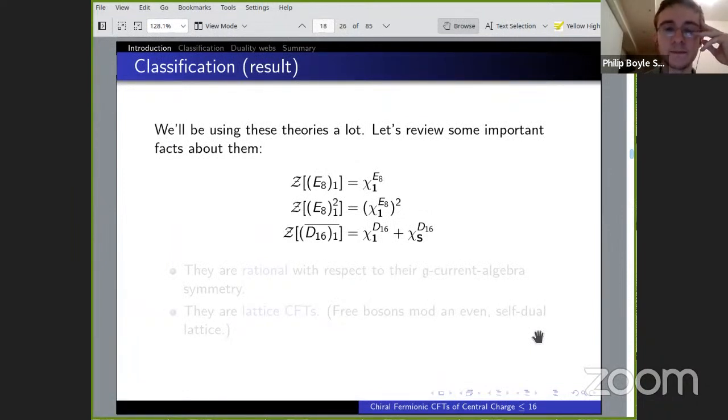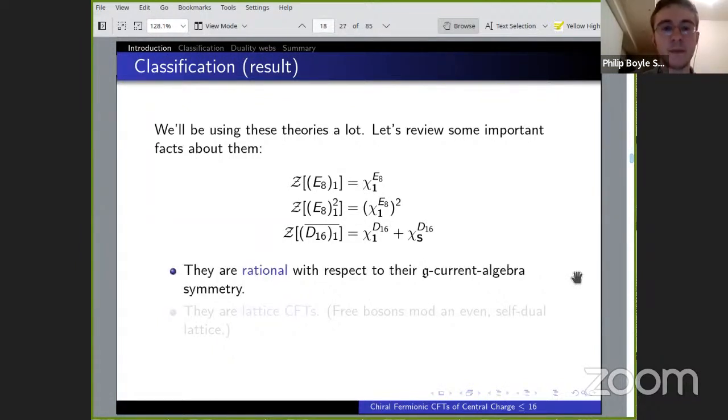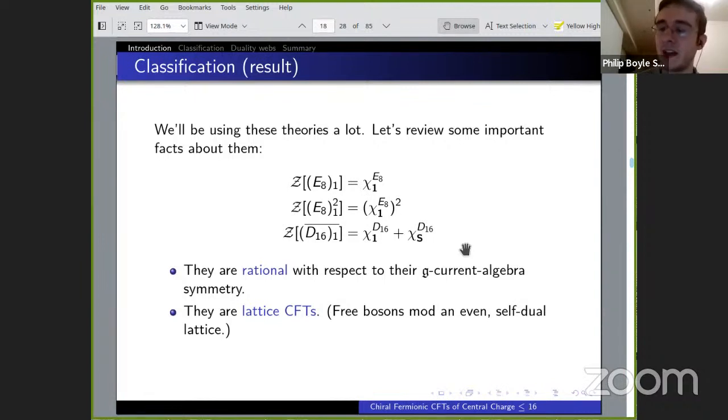Let's review some important facts about them. Just to recap, here are their partition functions, and this is the notation I'll use. I suppress the tau dependence because it won't be very important. They have two important properties. One is that they have a lot of currents algebra symmetry. In particular, they are rational with respect to their currents algebra symmetry, which means that the Lie algebra structure really controls the theory. This isn't necessarily true, and it's not true of the monster CFT, because the monster CFT has no currents at all, and that's why it's more of a pain to deal with. But that's at c equals 24. We don't need to worry about that, because we're only going up to c equals 16. Okay. This will be useful later. And the second property is that these are lattice CFTs. Namely, they are free bosons modulo an even self-dual lattice, which are an extremely simple, nice, explicit class of CFTs.